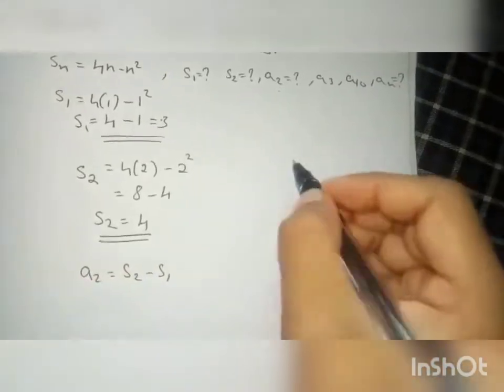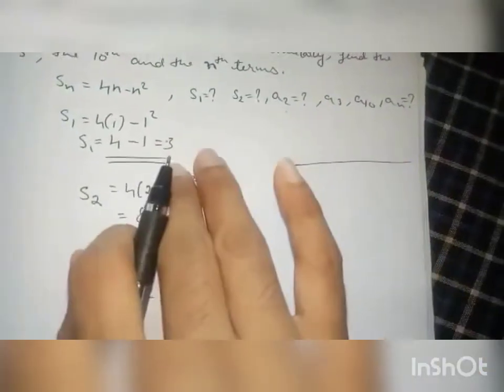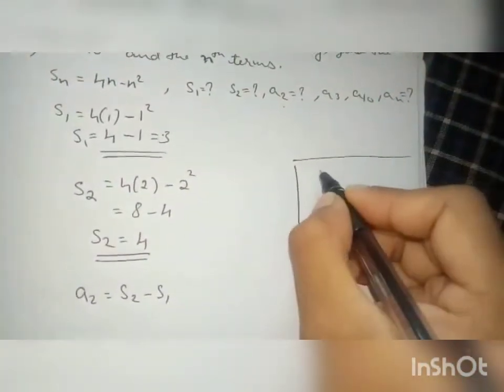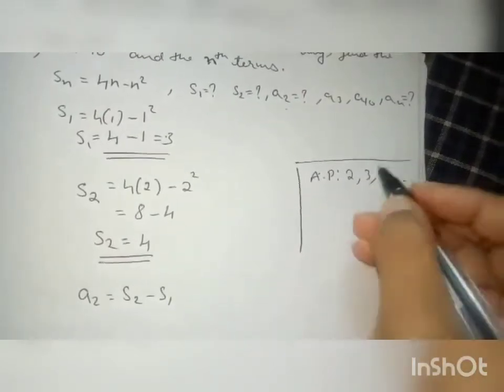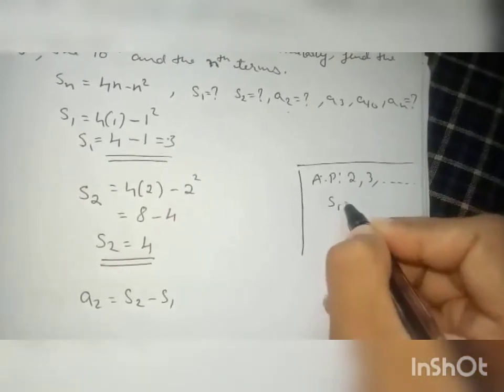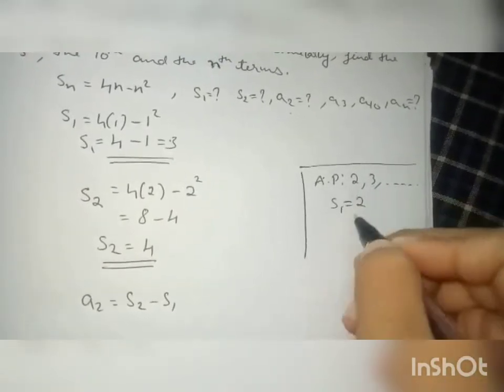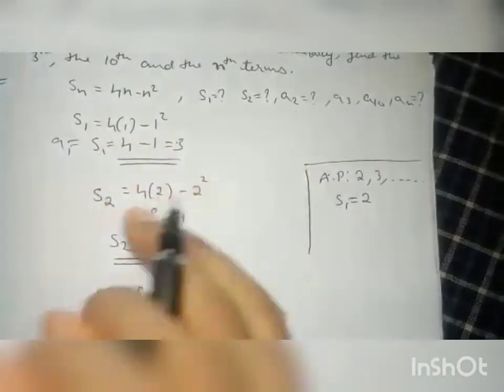For example, I'll give one example. This is not from this question. I'm giving some example. So one AP they have given, 2, 3, etc., goes on. So here first term, this is second term. So S1, what does it become? S1 is 2 itself, right? S1 and A1 are the same, right? A1 is equals to S1.